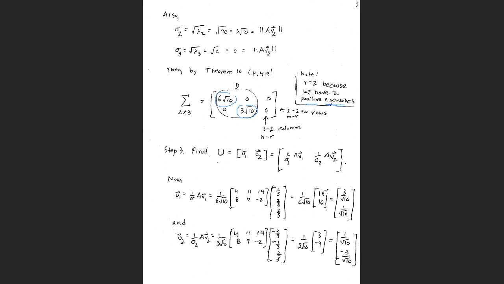But then the matrix sigma has to be a 2 by 3 matrix. So that means we have to fill in the other part, and we fill that part in with zeros. Now the zeros consist of one column, and that makes sense because it said n minus r columns. The matrix A had 3 columns, so n is 3, and we had 2 positive singular values. So 3 minus 2 is 1 column.